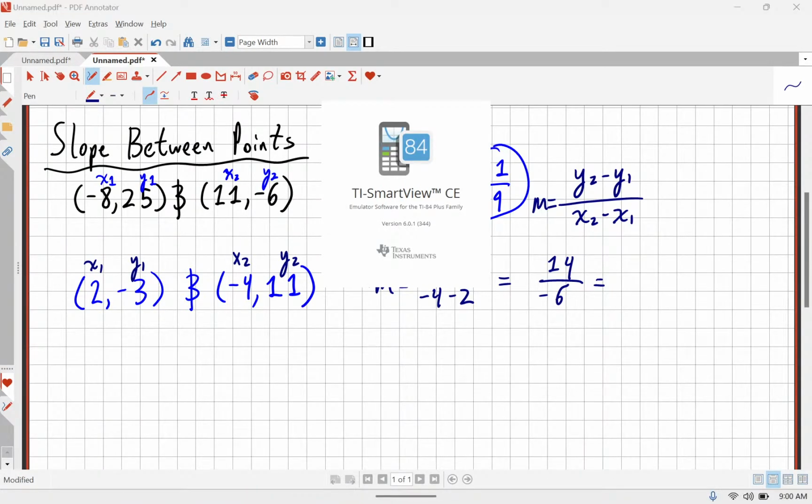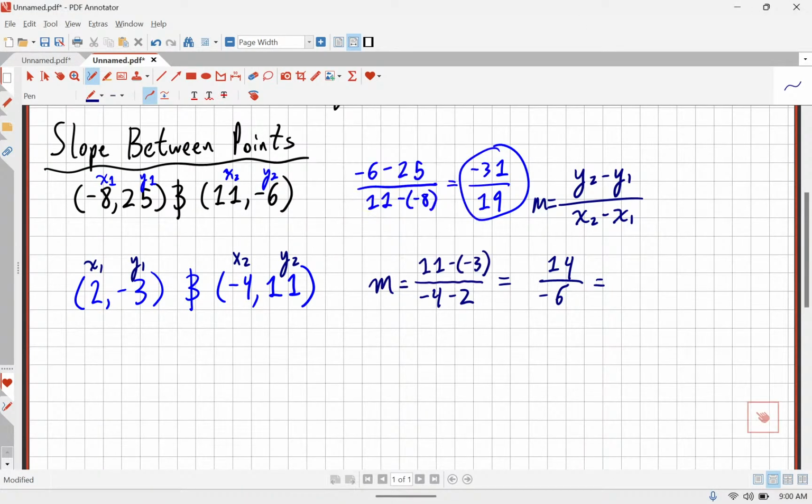Will you guys punch that in your calculator as a fraction, please? 14 over -6. And let's see what we get. I would love to get that from Akora. What do you get when you put 14 over -6 in your calculator? Yes, ma'am. Yes, that's what we got here when Almas punched that in.